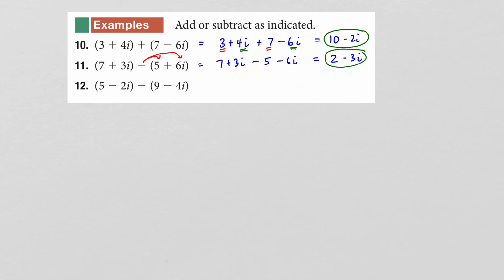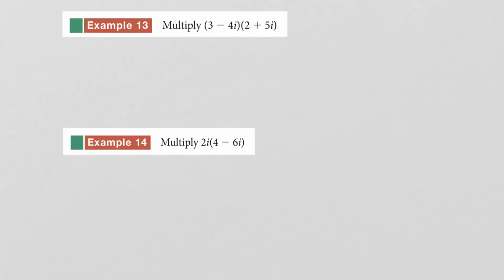Same thing for the last problem. We have to distribute the negative here. So this is going to give us 5 minus 2i minus 9, and then minus negative 4i is positive 4i. Combining like terms, we end up with negative 4 plus 2i. So adding or subtracting complex numbers is simply a matter of combining like terms.